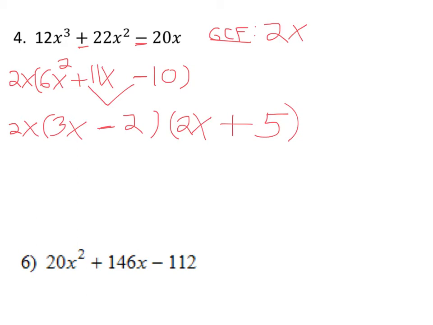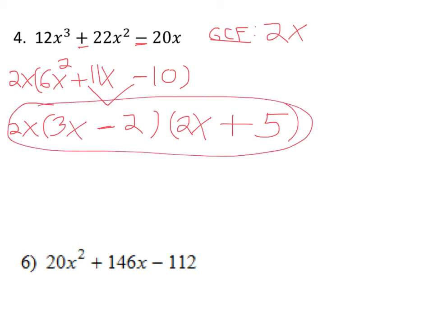If you wanted to check this, I'm not going to spend any time on it. You really should know how to do this already. It's an Algebra 1 skill. But if you FOILed this out, you should get 6x squared plus 11x minus 10. You should know how to do that. And that's your answer, because you can't factor that any further.